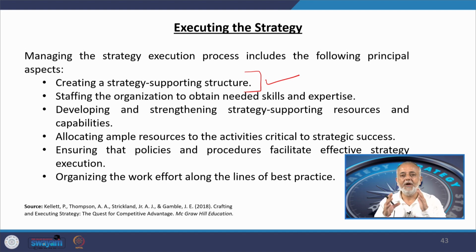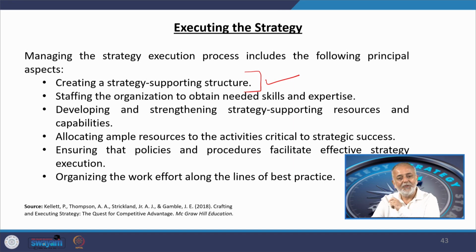So, there has to be a command sort of a thing. That can be a structure basically. But where a lot of creativity is required, a highly flat kind of structure is required, and informal communication and an informal environment are required, and so on. So, structure is somehow related to communication, responsibilities and duties.